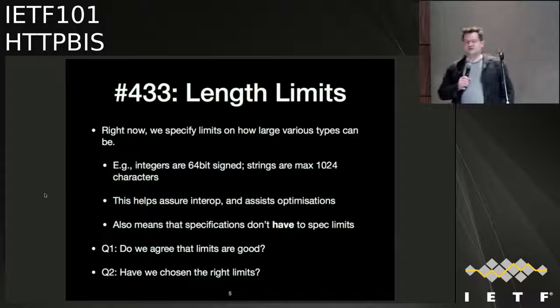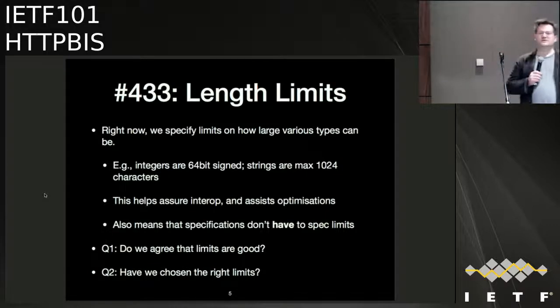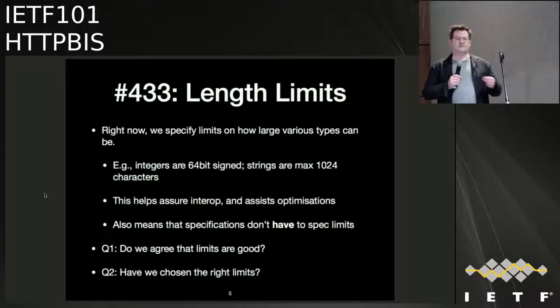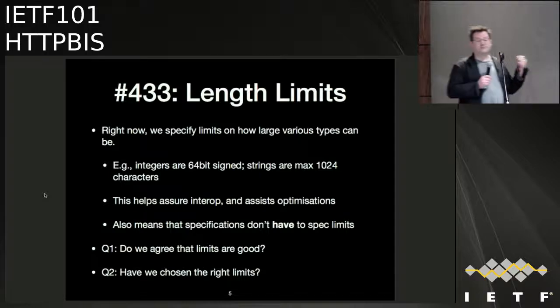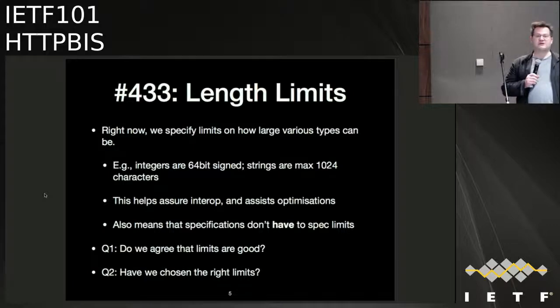A couple of open issues that would be good to get input on. Number 433, length limits. Right now, the spec specifies length limits on all of the different structures. So it says a string must be no more than, I forget, I think it's 1,024 characters. You must have no more than so many items in a list, and so forth. That's to make sure that there are sane limits so that parsers don't overflow or whatever. Integers are 64-bit signed, for example. This helps assure interop and assists optimizations down the road. And it also means that specifications don't have to specify limits. They can rely on the built-in limits, even though they might be very large.